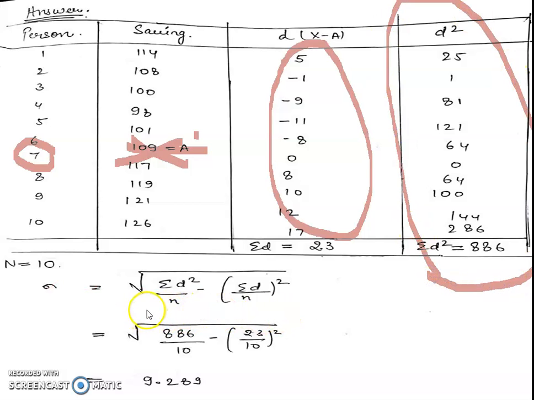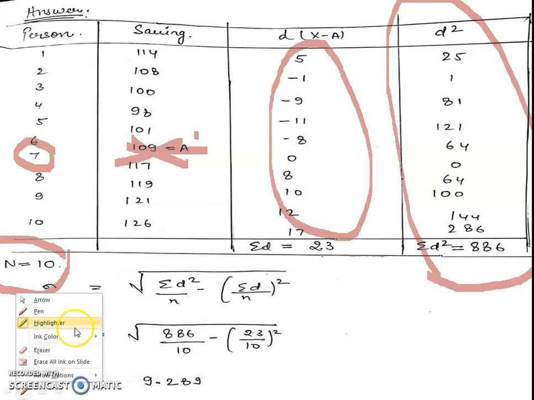Now our general formula is summation d square upon n. Summation d square is 23, and n is how many numbers are given? Only 10. So it is d square upon n, 23 upon 10. The square root of 886 upon 10 minus 23 upon 10 whole bracket square. Using the 82fx calculator, find the standard deviation: 9.289. We have to confirm the answer.